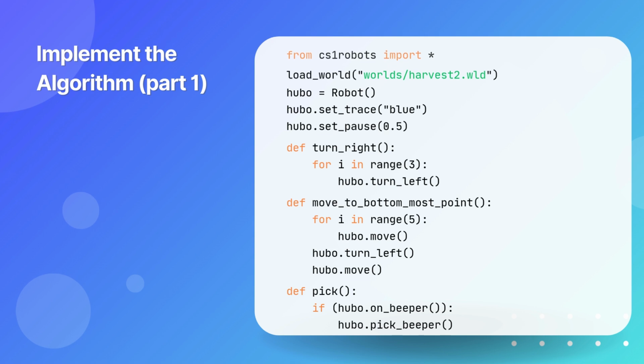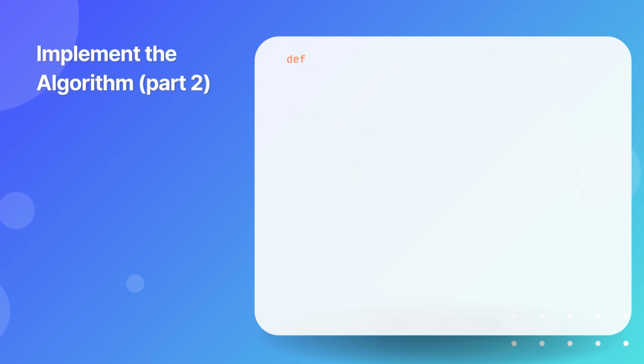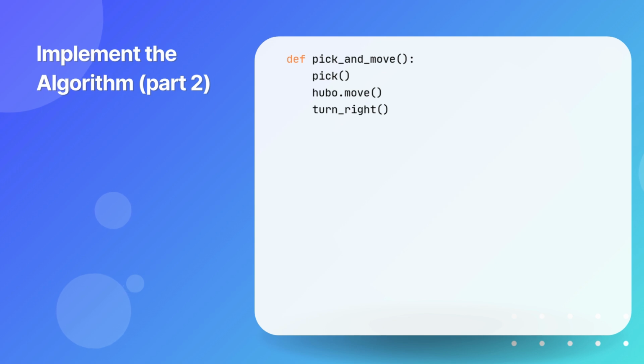To make the robot pick beepers and move, a combined function pick_and_move is created. This function first calls pick to pick up a beeper if present, then moves the robot forward, turns it to the right, moves forward again, and finally restores the robot's orientation by turning it left.